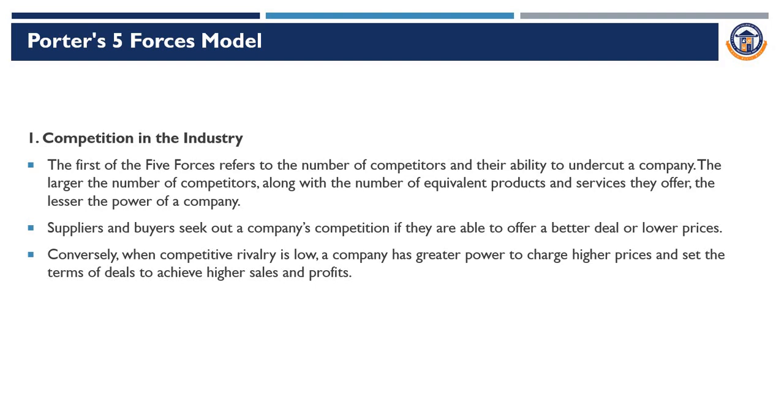The first of the 5 forces refers to the number of competitors and their ability to undercut a company. How many competitors are available for a business? If the number of competitors is more, there is an undercut for a company. The larger the number of competitors, along with the number of equivalent products and services they offer, the lesser the power of a company. If competition is very low, it is good for the company.